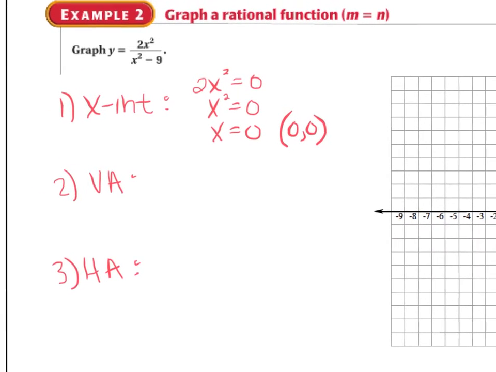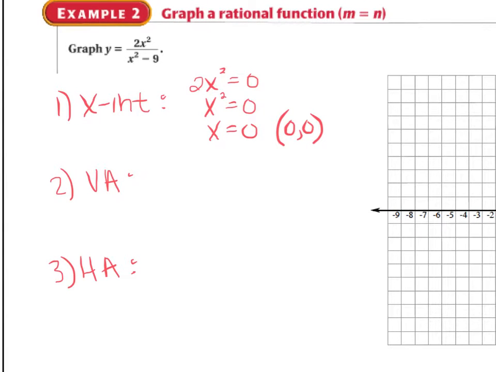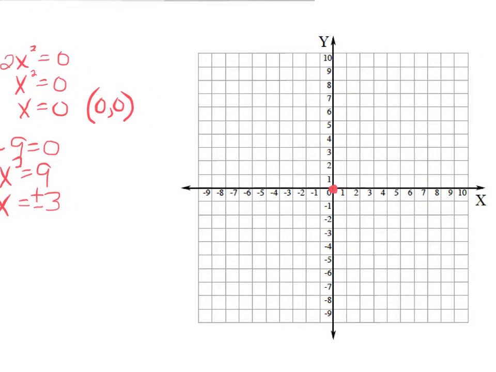Then I'm going to look for my vertical asymptotes. Those come from the denominator. So I have x squared minus 9 equals 0. Solve it for x squared. Square root both sides, and don't forget your plus and minus. There are 2 roots to the square root of 9, which indicates we have 2 vertical asymptotes, which may be new for us. And so I will go plot those. One is at 3. And the other vertical asymptote is at -3.